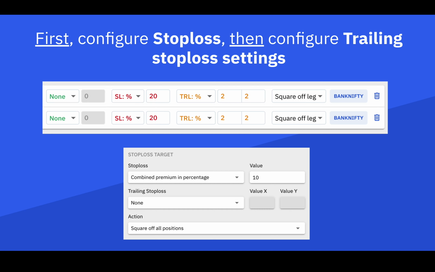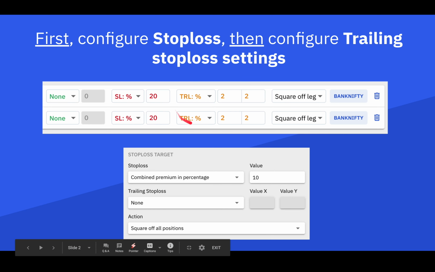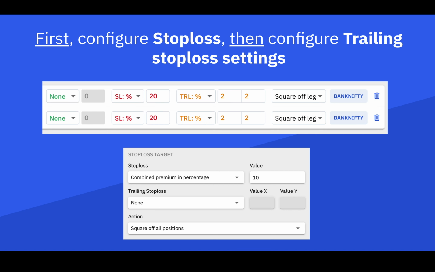First, configure stop loss, then configure trailing stop loss settings. It is compulsory to give stop loss to be able to give trailing stop loss settings, because trailing stop loss are just settings or logic on when and how much to trail the stop loss. So without giving the stop loss, there will not be any trailing. Don't expect stop losses to be trailed if you haven't given a stop loss.